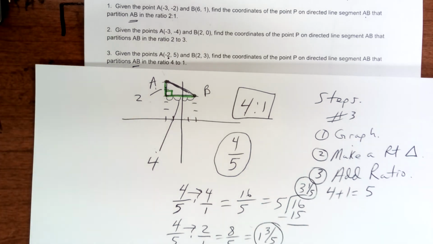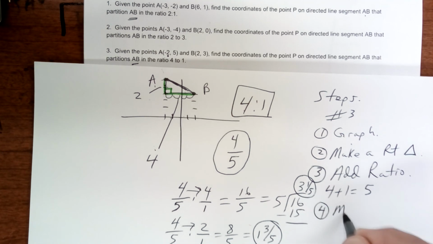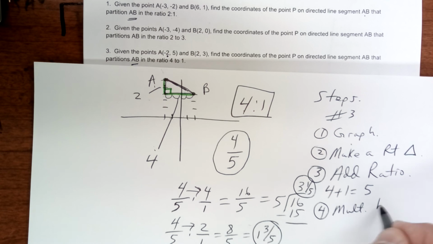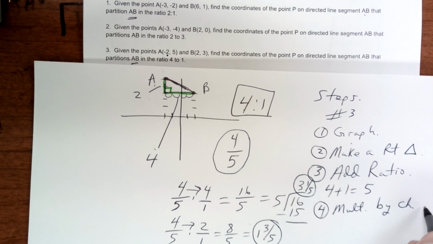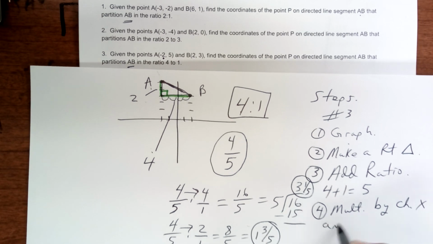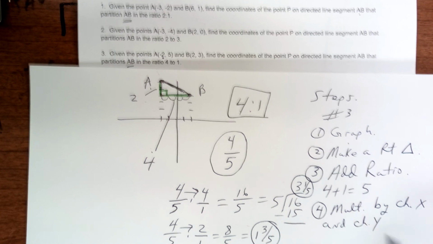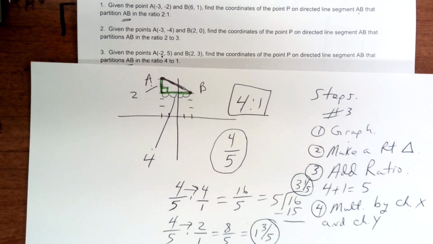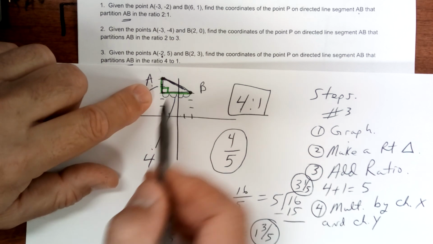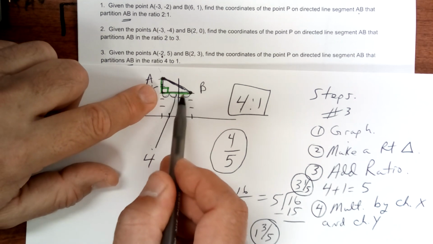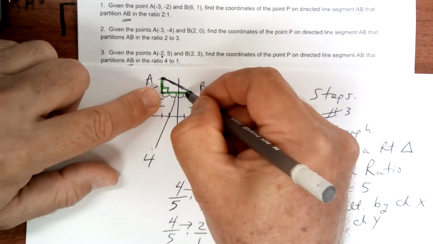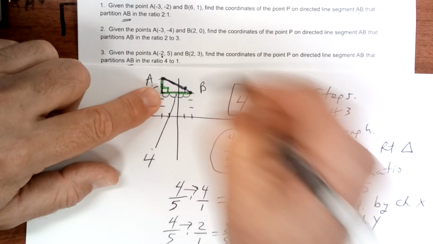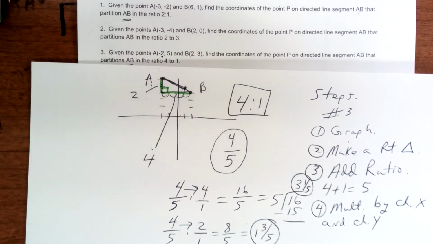All right, so step 4 is multiply by the change in x and the change in y. So you've got to multiply to both of these, and that's what I did here. All right, so let's see. We're going from A to B. We want to go over 3 1/5. So you want to go over 1, 2, 3, and then 1/5 of another one is just a little bit. And then come up, and that's where it hits. That's our answer right there.